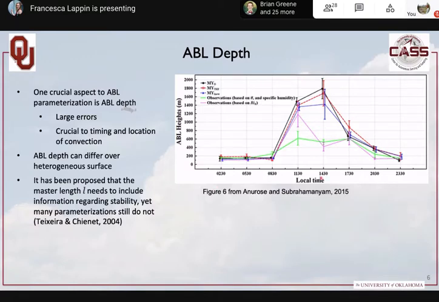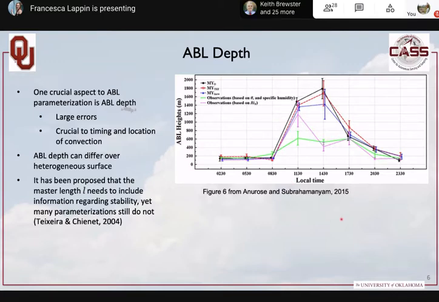If you look at this figure, which compares ABL heights determined via a model and those via observations, throughout the daytime you do get a little bit of disagreement between the two. And if you look at these error bars, a 600 meter error bar, or 300 meters on each side, is a very large degree of error compared to the overall depth of the boundary layer. Also, parameters often don't include information about stability, which has been shown to be useful, yet sometimes it's just not available.